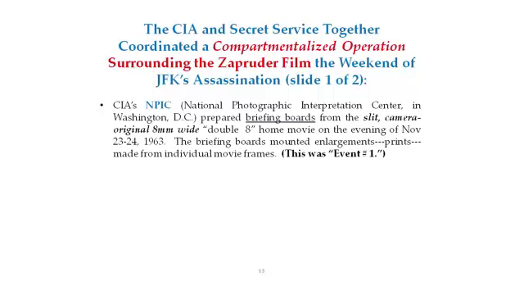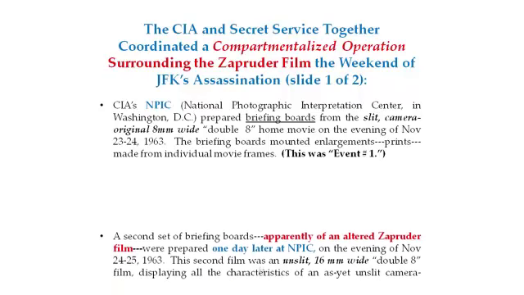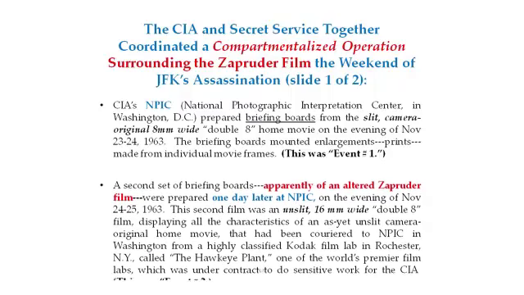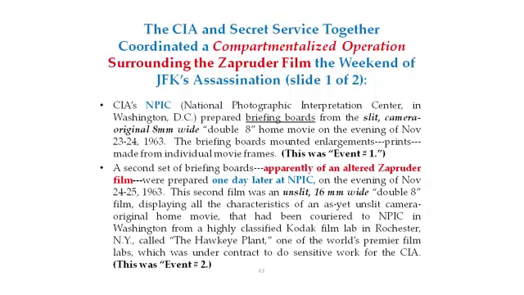Enlargements were made in the world's state-of-the-art enlarger, the 10 by 20 by 40 enlarger. Enlargements, that is, inter-negatives were made, and then prints were made from the inter-negatives, and briefing boards were made. This was event number one. As I've said, a second set of briefing boards, apparently of an altered Zapruder film, were prepared one day later at NPIC on the evening of Sunday, November 24th, and into Monday morning, 1963.